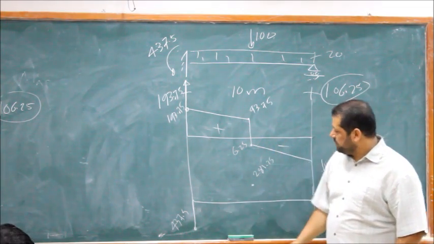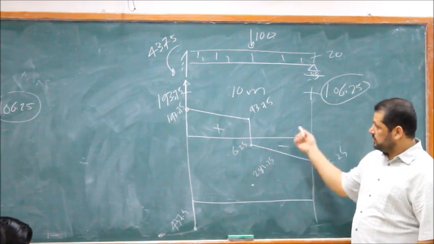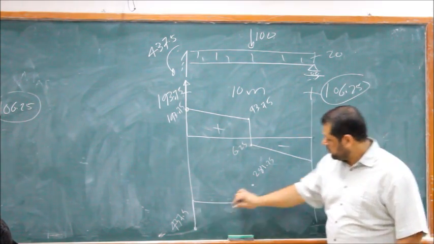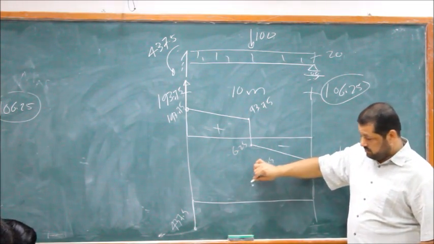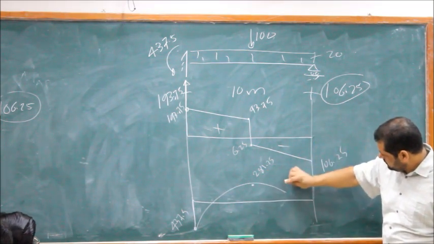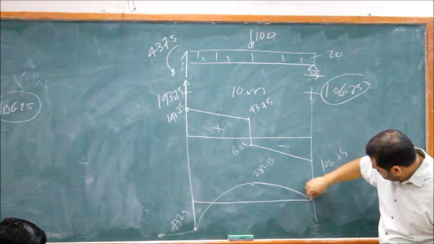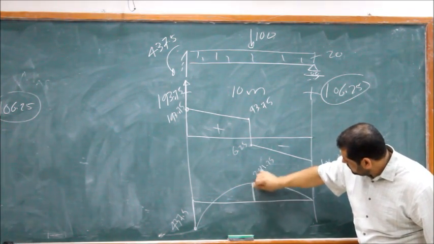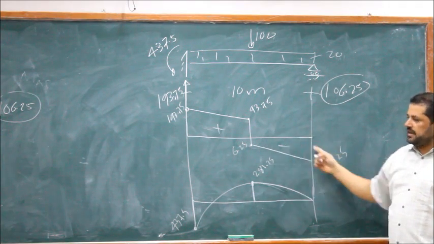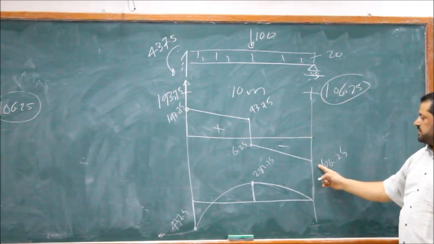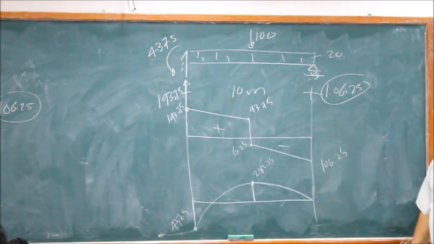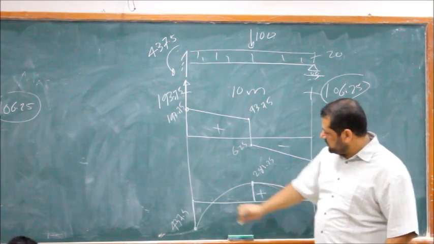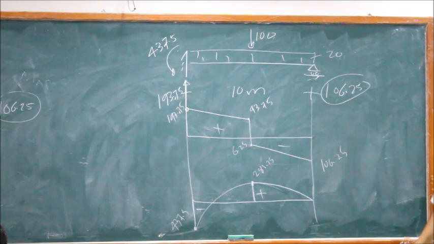281.25. Okay. It should be 0. This area, 6.25 divided by 2 times 5 should give you this, 281. So that's positive and that's negative.